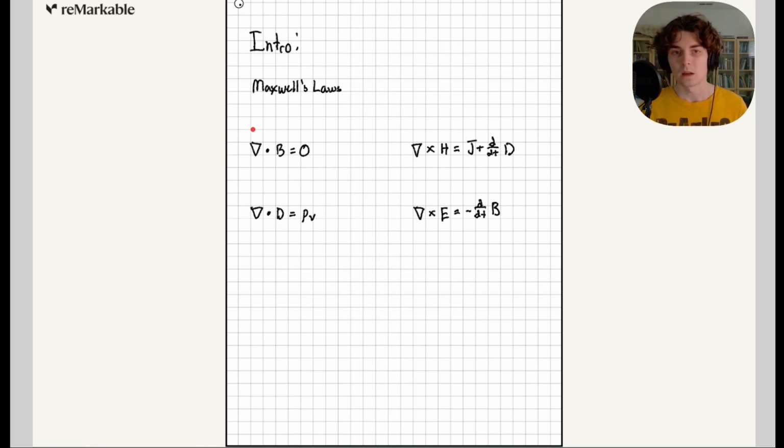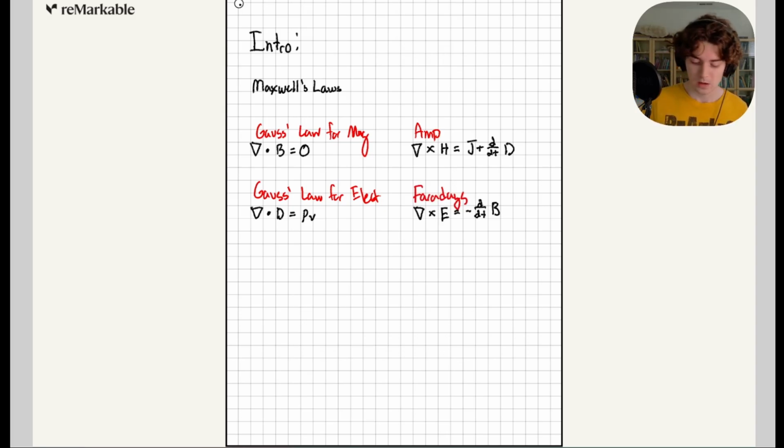This first one is called Gauss's law for magnetism, because it deals with the magnetic field. The second, Gauss's law for electricity, because it deals with the electric field. Then we have Ampere's, and we have Faraday's law. And these 4 laws together make up Maxwell's laws.